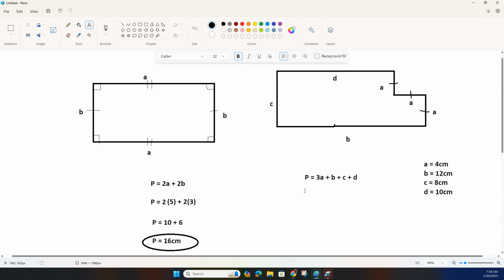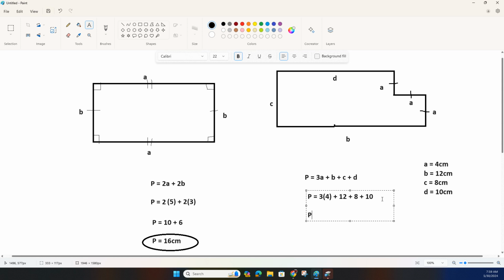Let us use this formula to figure out the perimeter of this shape. So perimeter is equal to P drops down, equal sign drops down, 3 drops down, and in place of the A is 4. A is 4. Okay, and then we'll plus, what is B? Well, B is 12. What is C? C is 8. And what is D? D is 10. Awesome. Okay, next line of math.